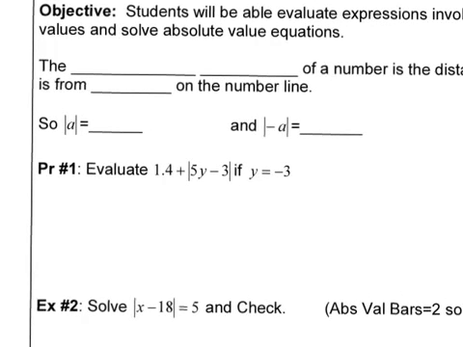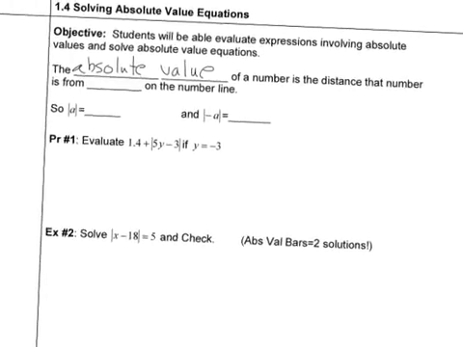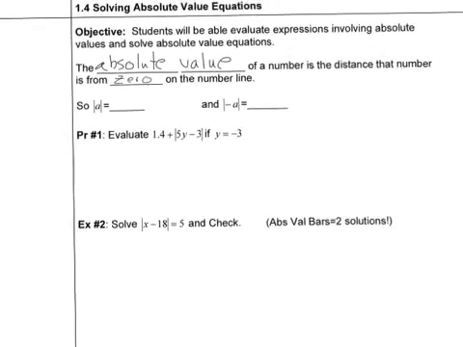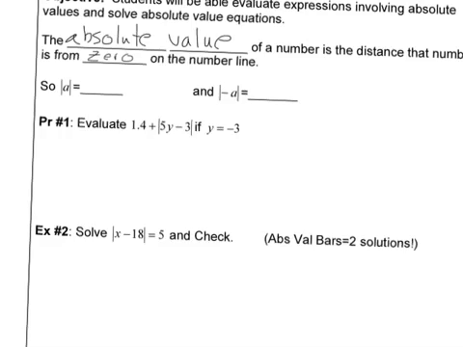Well, the absolute value of a number is the distance that number is from 0 on the number line. Alright, so we got A here inside absolute value signs, and A is just going to be A units from 0. Negative A is also A units from 0, so both of these things equal A.